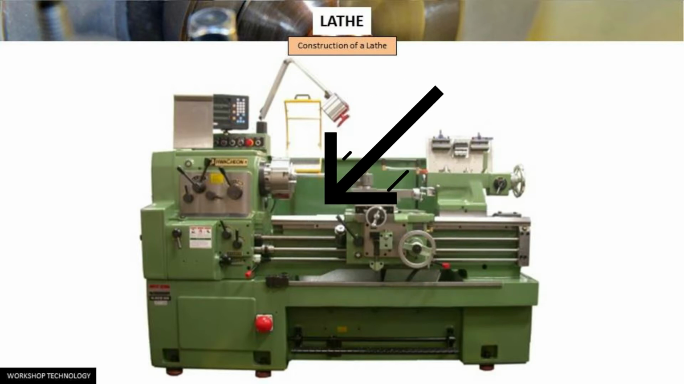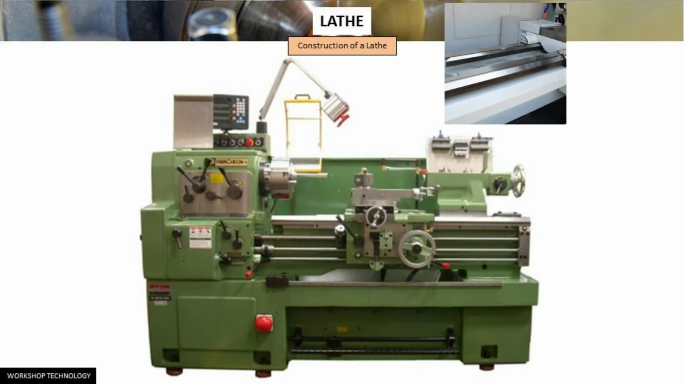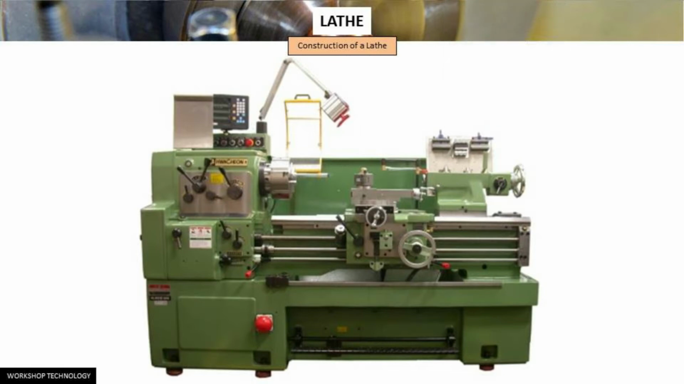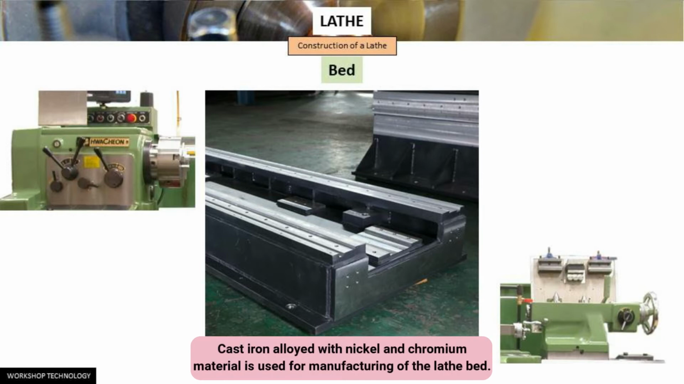On the top of the bed, there are two sets of guide ways, inner ways and outer ways. The inner ways provide a sliding surface for the tailstock and the outer ways for the carriage. The guide ways of the lathe bed can be flat or inverted V shape. Generally, cast iron alloyed with nickel and chromium is used for manufacturing the lathe bed.